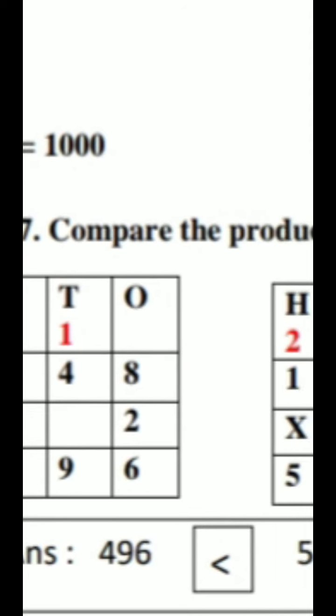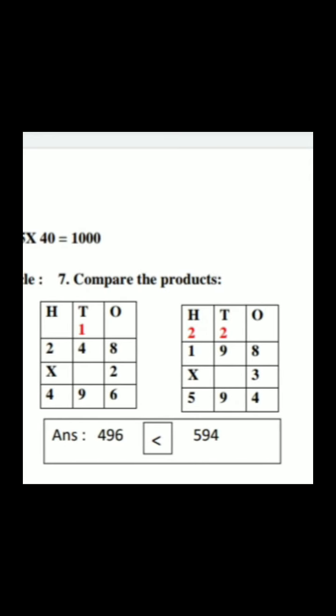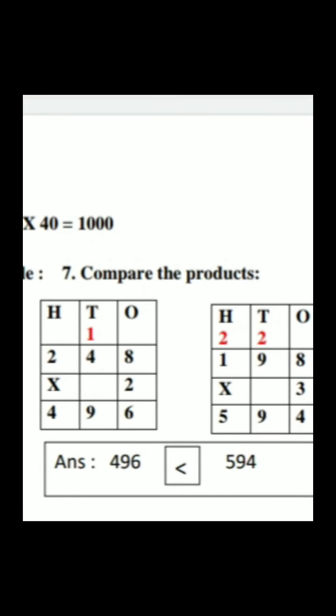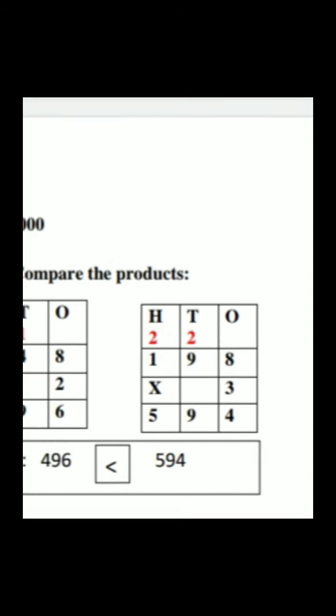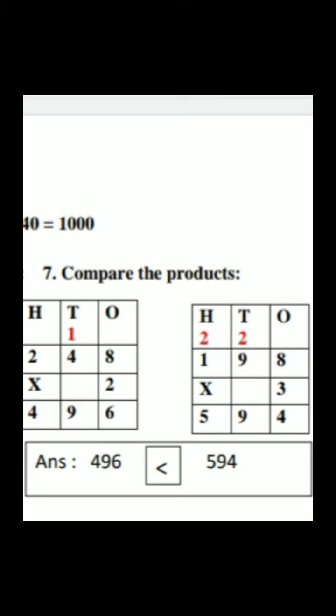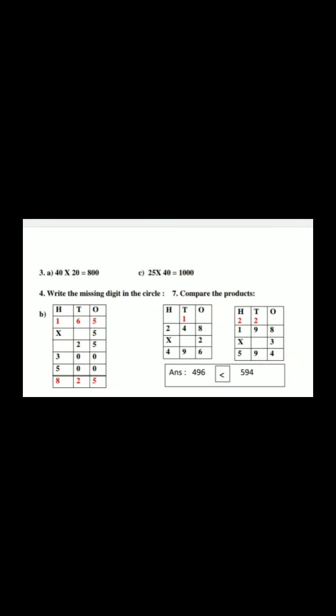In this one, we have to compare the products. There are two multiplication sums where we are finding the products of these two digits and then we are comparing the answer. So the multiplicand is 248, multiplier is 2, you get the product as 496. When the multiplicand is 198 and multiplier is 3, you will get the answer as 594. Now when you are comparing this answer, 496 is the smaller product than 594. So this is all about the warm-up exercise.